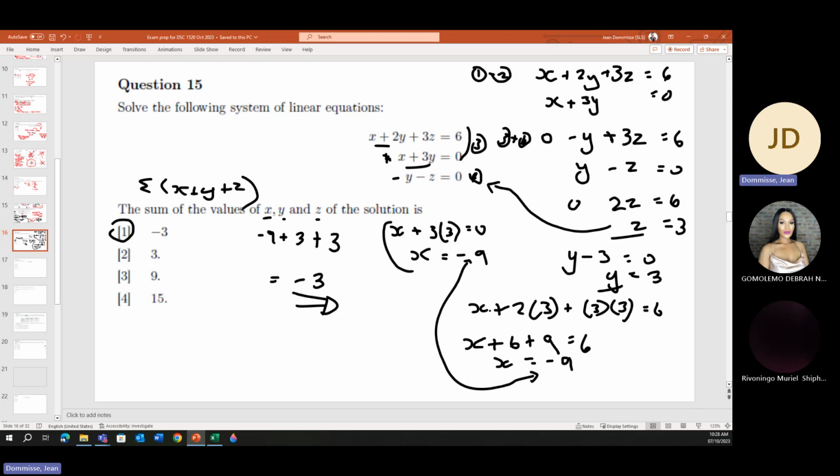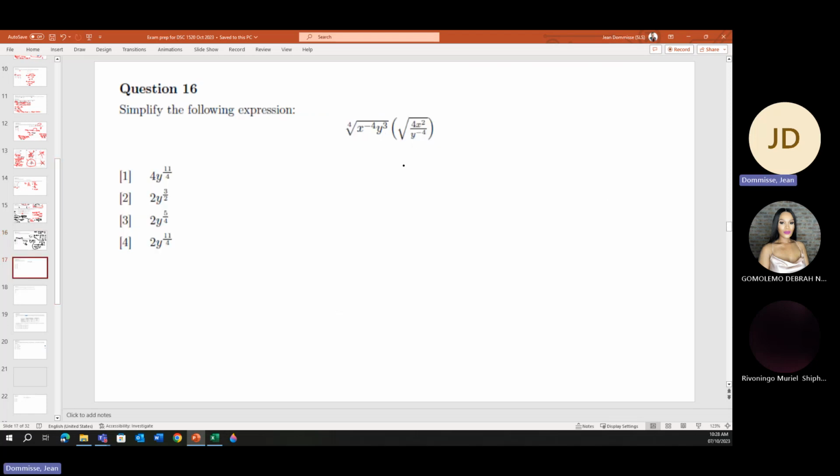Okay, so let's go to the next question. So we've done 15 questions already. So in this exam paper was the simplification. So that's why I also included it still.